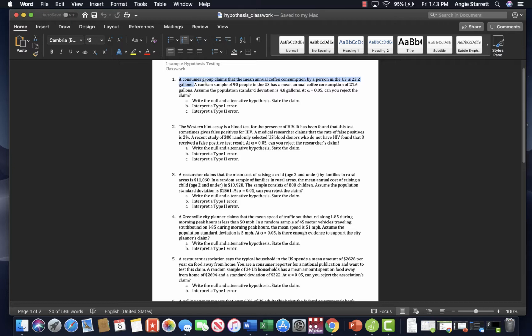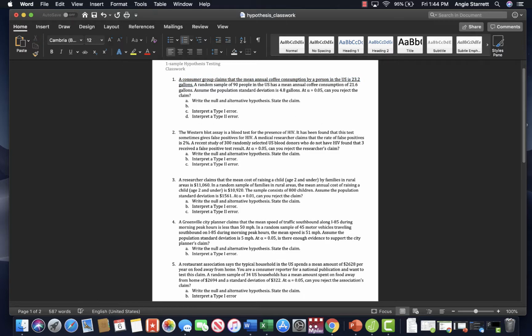All right, and this sentence here, and I will underline it, this sentence is our claimed statement. So we have this consumer group making this claim. What is it that they are claiming? They claim that the mean annual coffee consumption is 23.2 gallons. And so what I like to tell people to do to practice these until you get the hang of it is to literally write that out. So we have mean, which is mu, equals, in math, 23.2.